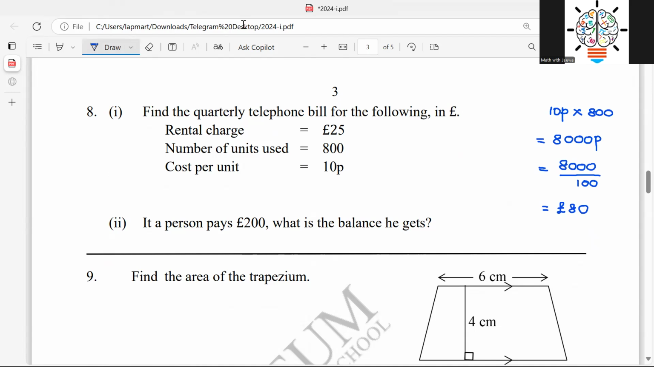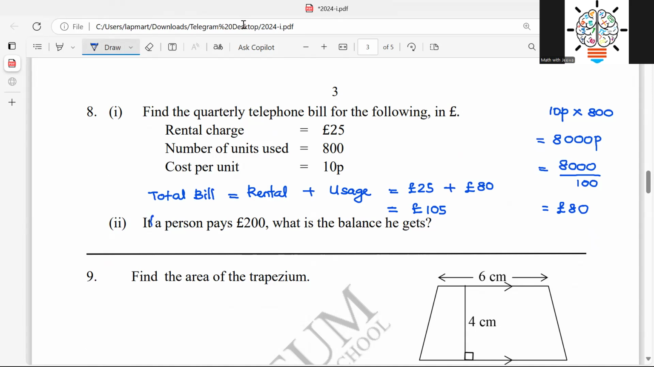And what will be the total bill? The total bill will be equal to rental plus usage. The rental is 25 pounds, and the usage is 80 pounds. You add them together, so it will be 105 pounds.